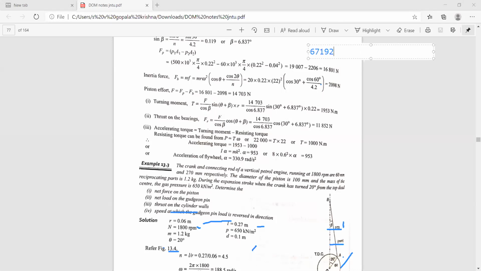Okay, leave it. So the value of Fp, when we substitute 0.22 and 0.44, will come to nearly 67,192. All of you calculate this term. Is it right or wrong? Just verify that. Later you will substitute the values.